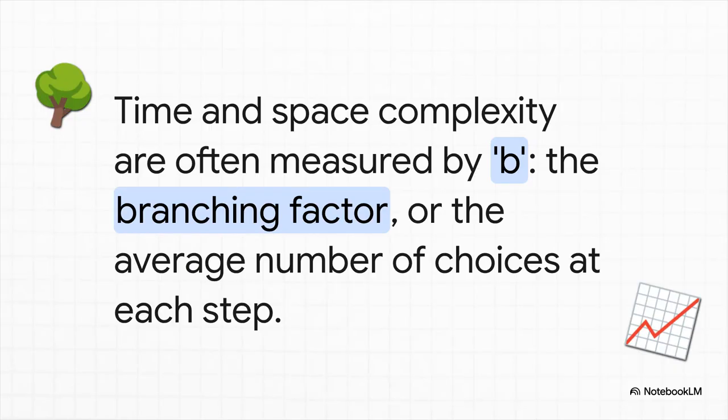Now, when we're talking about time and memory, the difficulty of any given problem often comes down to this one little variable, b, which stands for the branching factor. All that means is the average number of choices you have at every single step. And why is this so critical? Well, because even a pretty small branching factor, say you have 10 choices at every step, can cause the total number of paths to explore to just explode. We're talking exponentially. The time it takes and the memory it needs can get out of control fast.